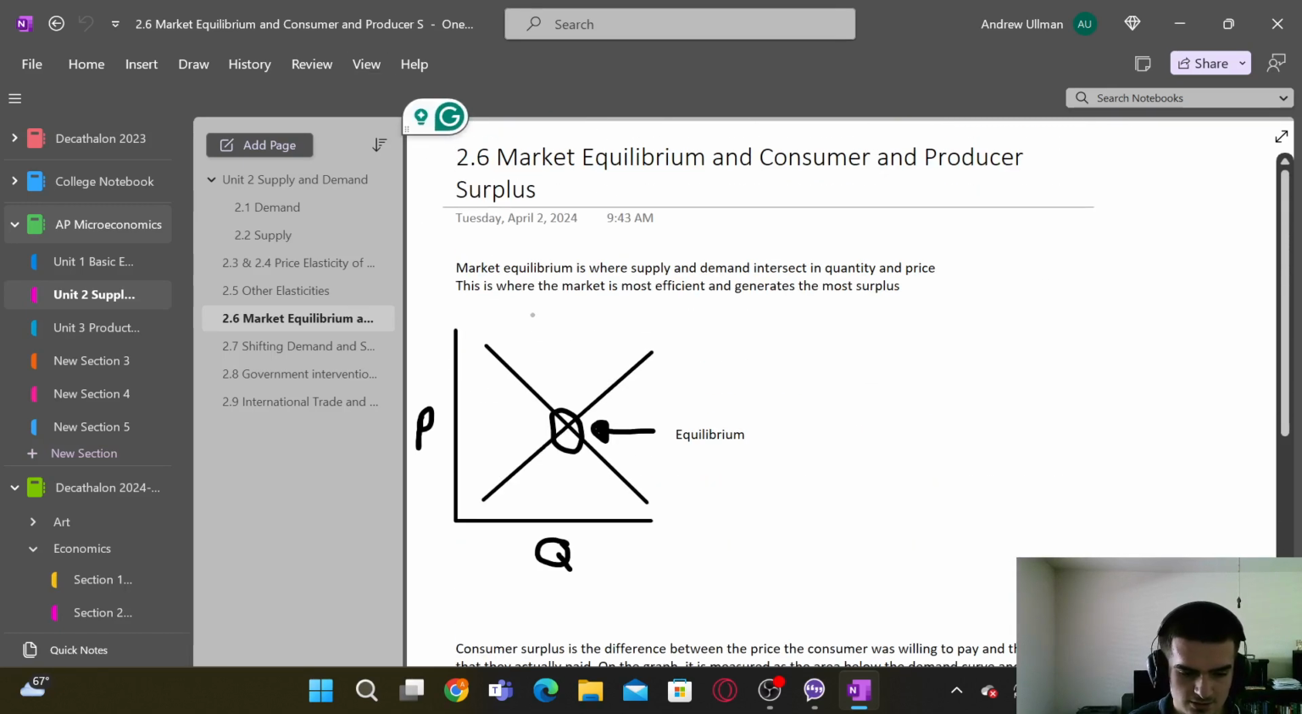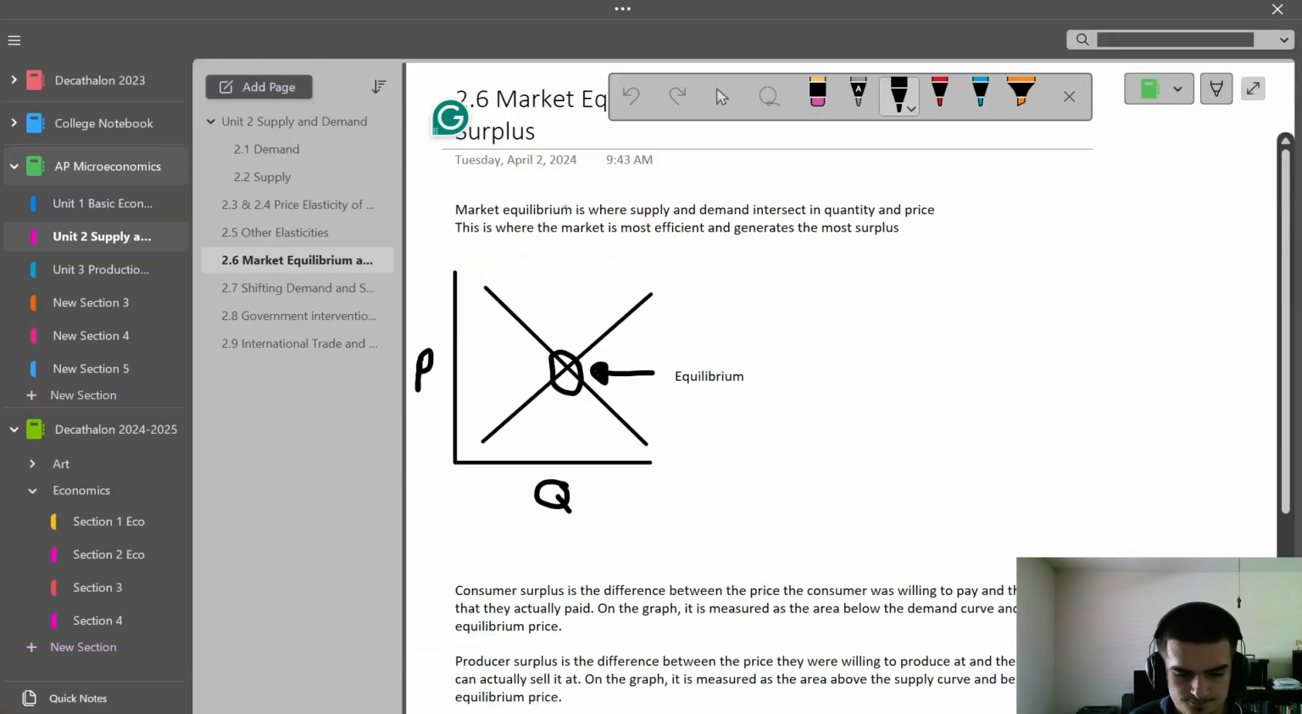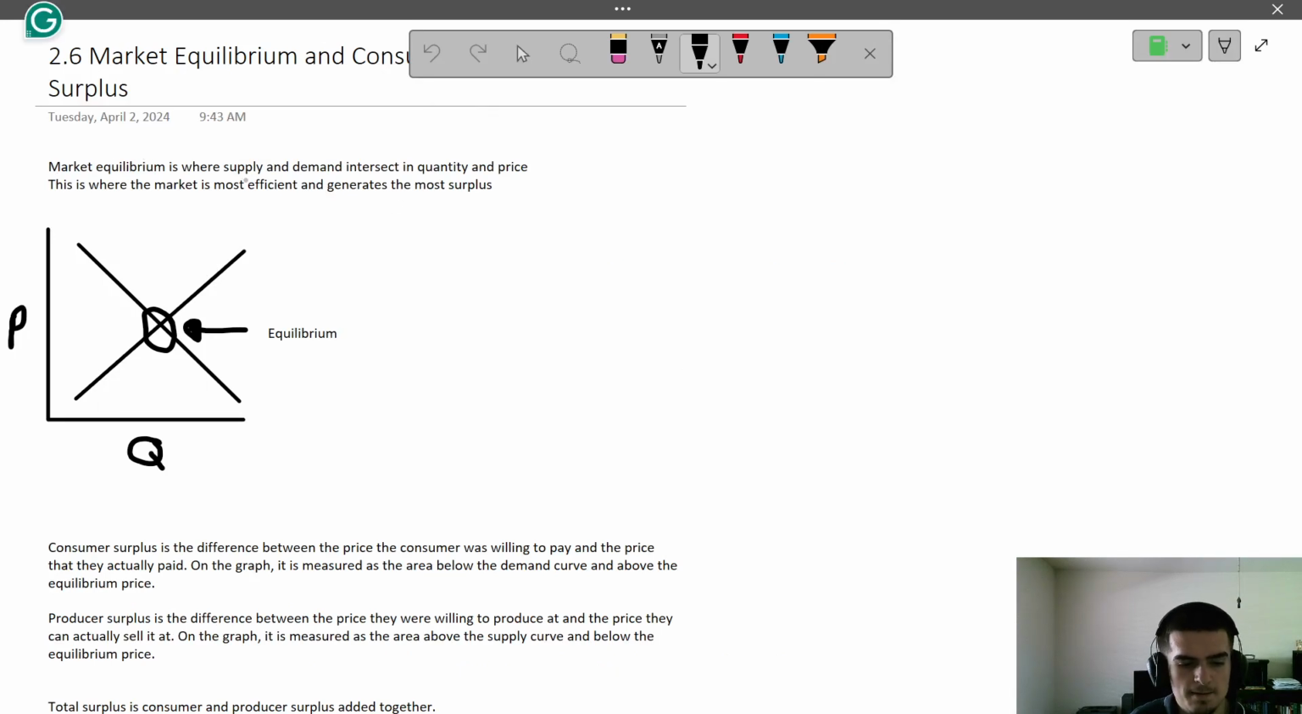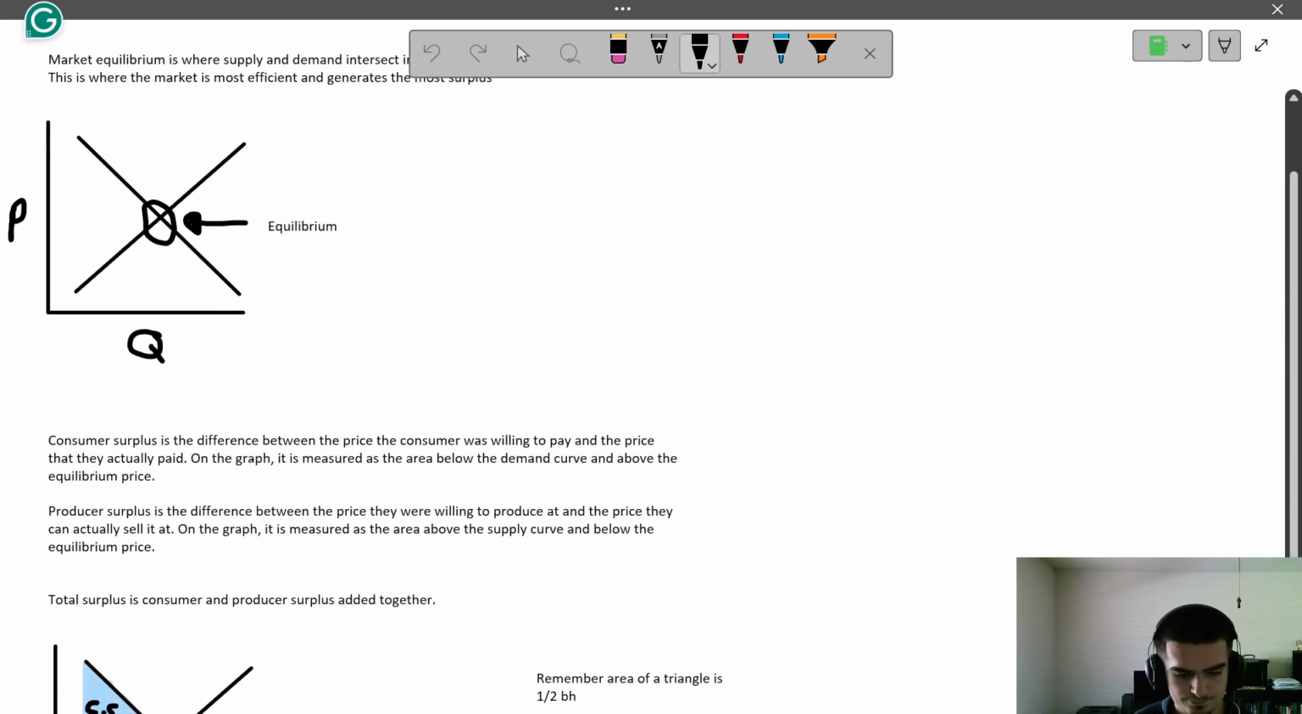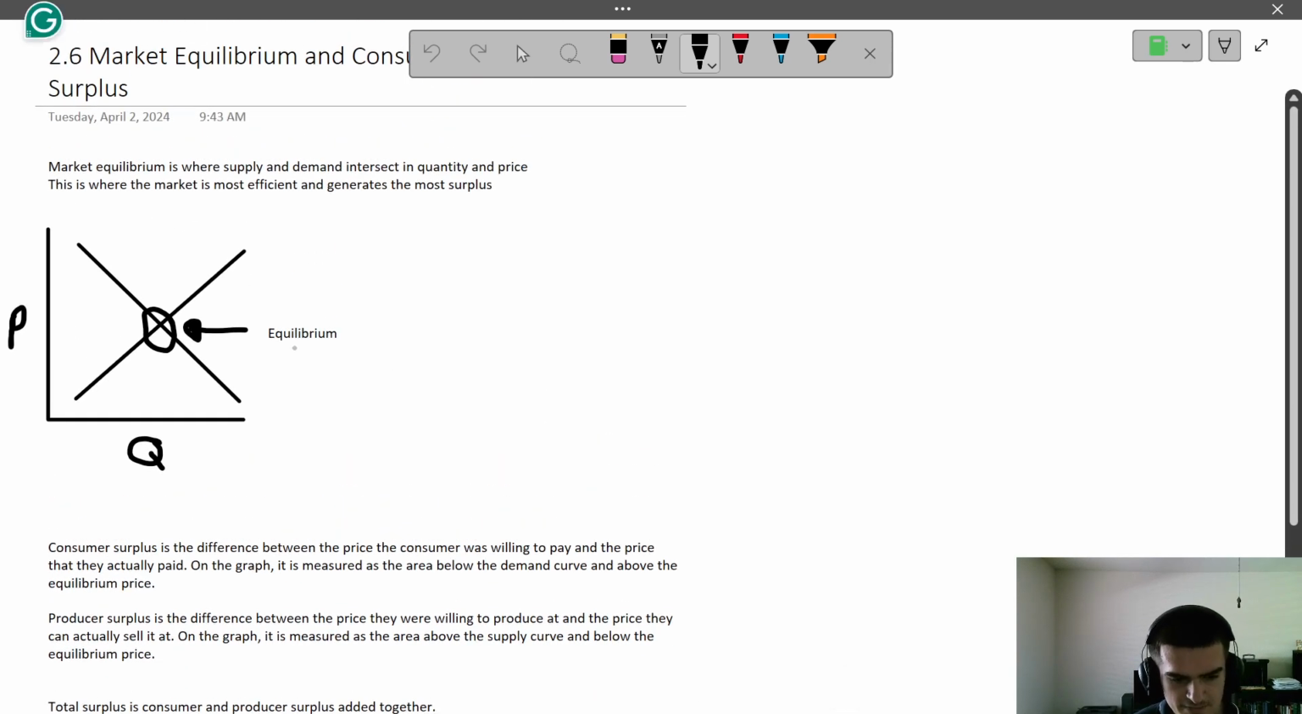Next is market equilibrium. Okay, this one's short. Market equilibrium is where supply and demand intersect, and this is both a quantity and a price. So equilibrium is a quantity and a price. So remember that. Oh, it's also called the market clearing price. And the equilibrium is the most efficient spot in the market.